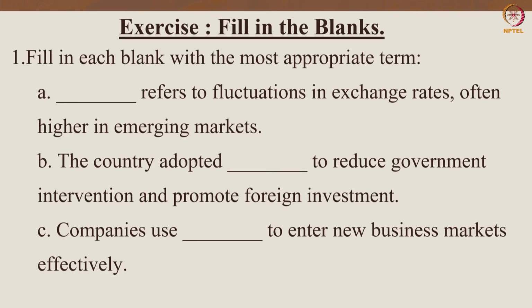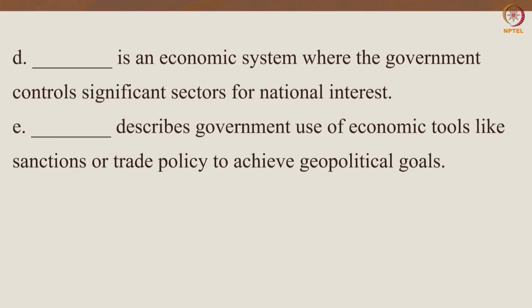C, companies use dash to enter new business markets effectively. D, dash is an economic system where the government controls significant sectors for national interests. E, dash describes government use of economic tools like sanctions or trade policy to achieve geopolitical goals.